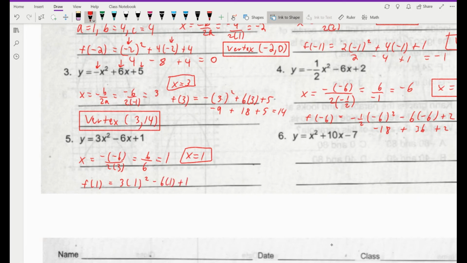Three times 1 squared is 3, minus 6 plus 1. 3 minus 6 is negative 3. Negative 3 plus 1 is negative 2. So the vertex is 1, negative 2.